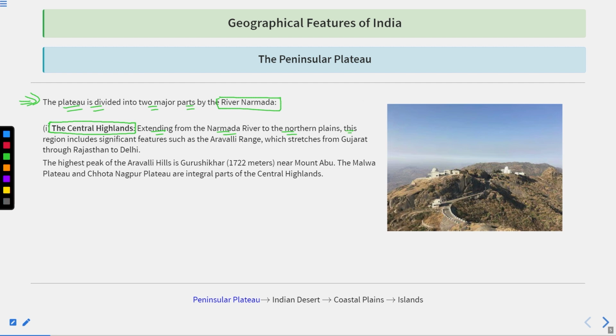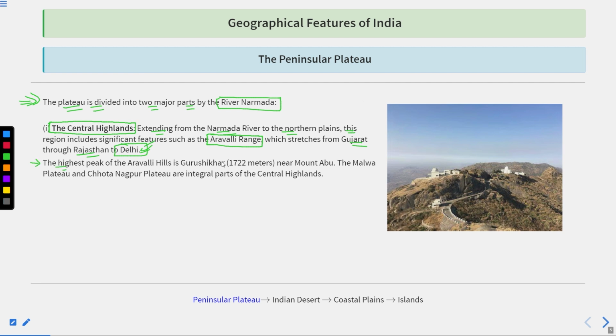Okay. This region includes significant features like the Aravalli range. And we know the Aravalli basically stands from Gujarat, goes through Rajasthan to Delhi. You will ask, does Delhi have any mountains? No. Basically, Delhi has the traces of the residual mountains. Okay. And the traces of Aravalli here are famously known as the Raisina Hills, where your Rashtrapati Bhavan and other things are situated. Okay.